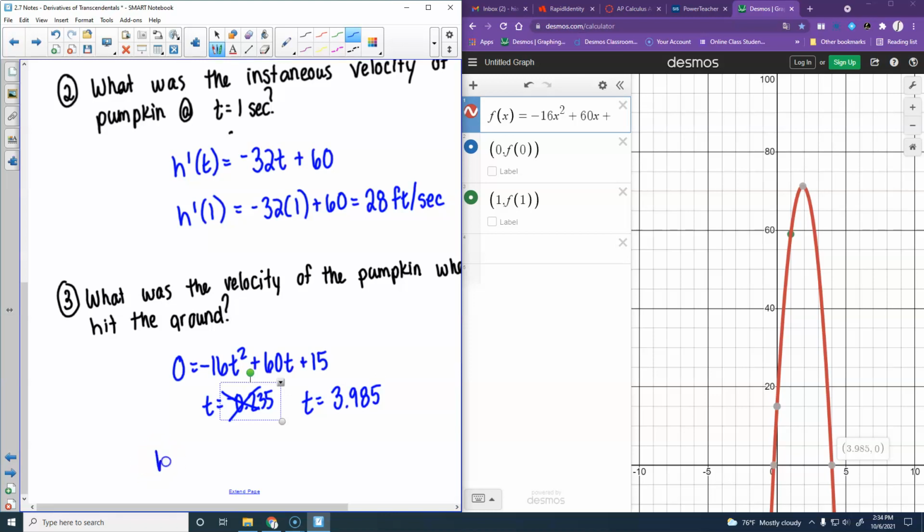Then we would plug that into the derivative. So h prime of, and we will use the calculator on this as well.